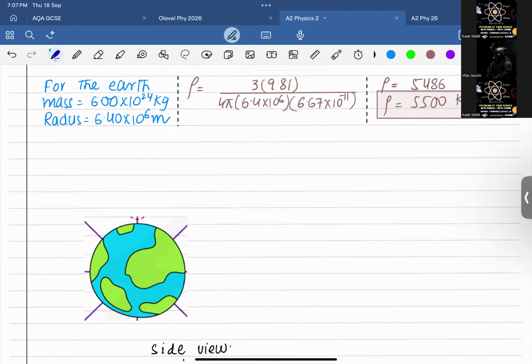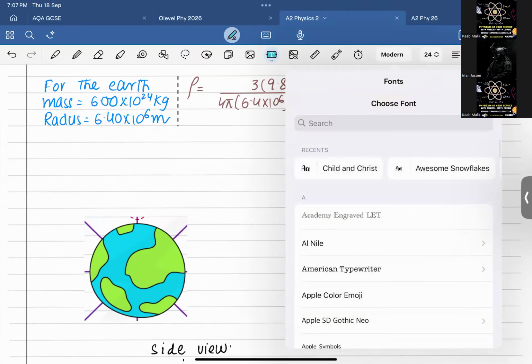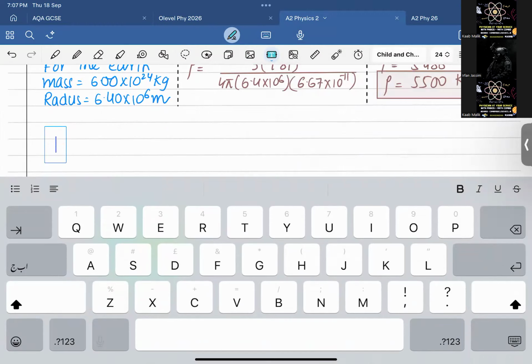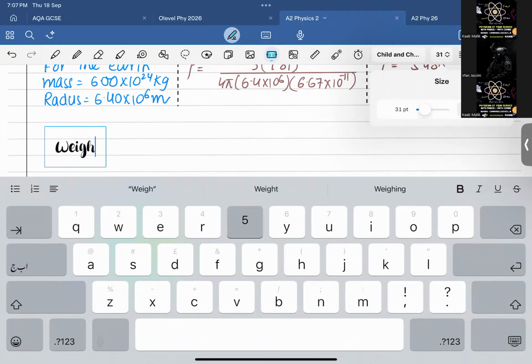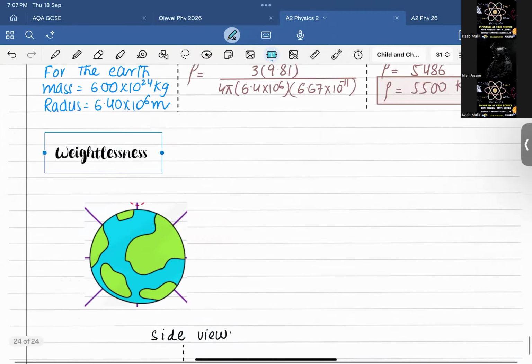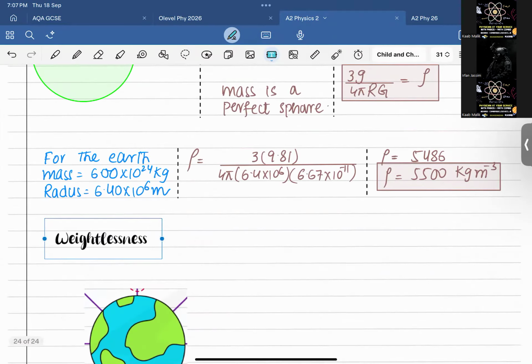So the concept is weightlessness. This concept of weightlessness basically shows how the weight varies if you move throughout the earth, or if you move on the planet, on the earth mainly.